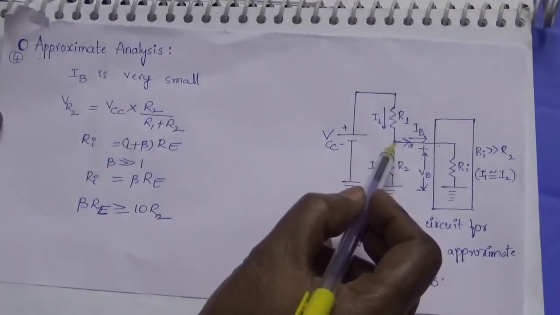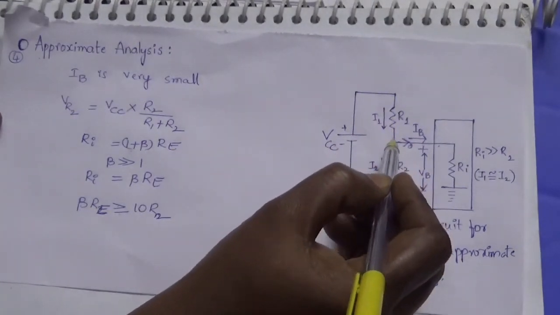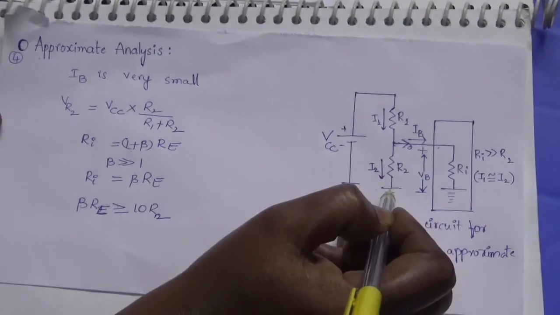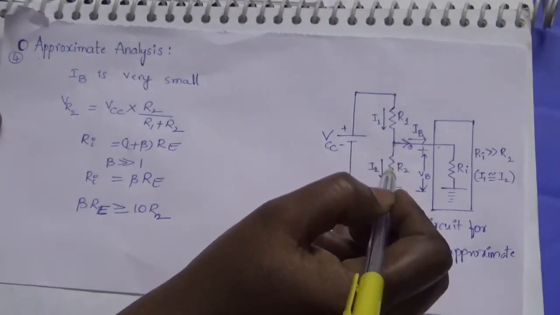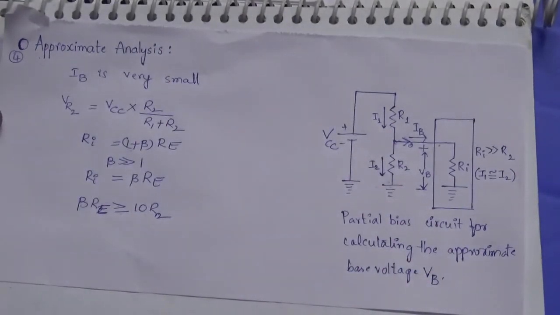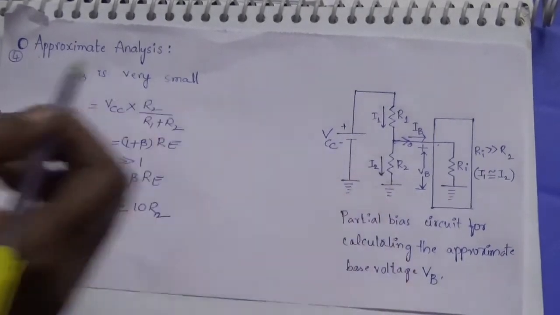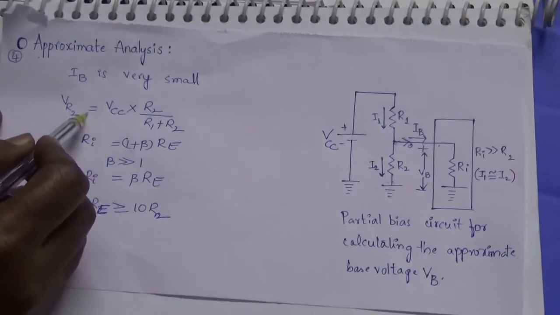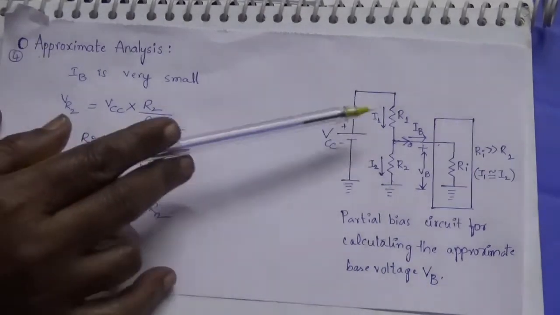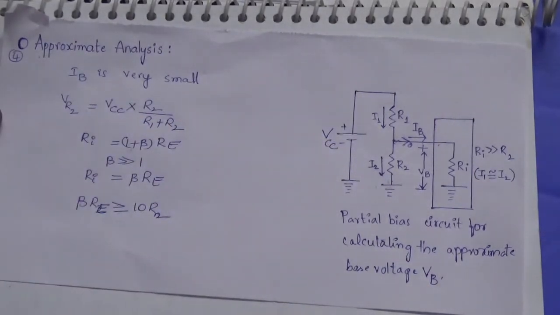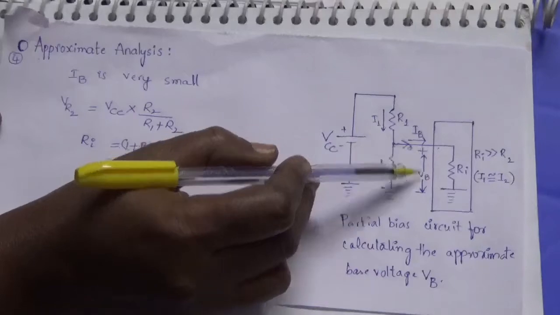So if the current going into this is 0, then whatever current is entering R1 should go through R2 also. If the current through R1 and R2 are the same, then they are said to be in series. So if they are in series, then what is the voltage across R2? Voltage across R2, VR2, is equal to VCC into R2 by R1 plus R2. That is the voltage divider method. And this voltage is nothing but VB.